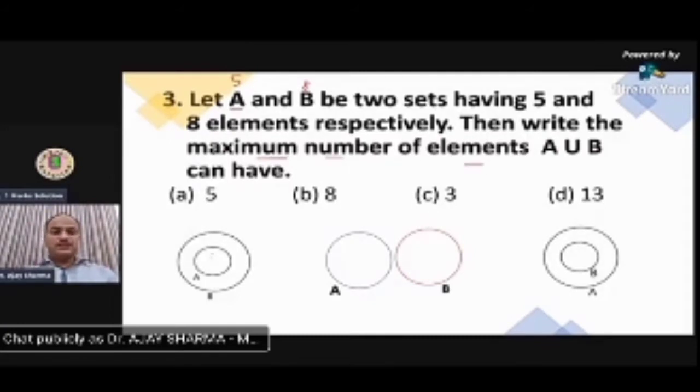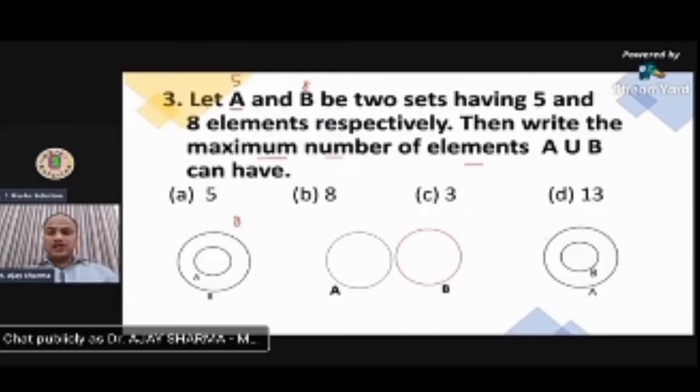So when we see the first case, when set B is containing set A, B was having 8 elements. So this can be possible. Any set having 8 elements can have 5 elements and the entire set A can be there. So this can be possible. But here the total number of elements will be the elements in set B, so there will be only 8 elements in this particular case.